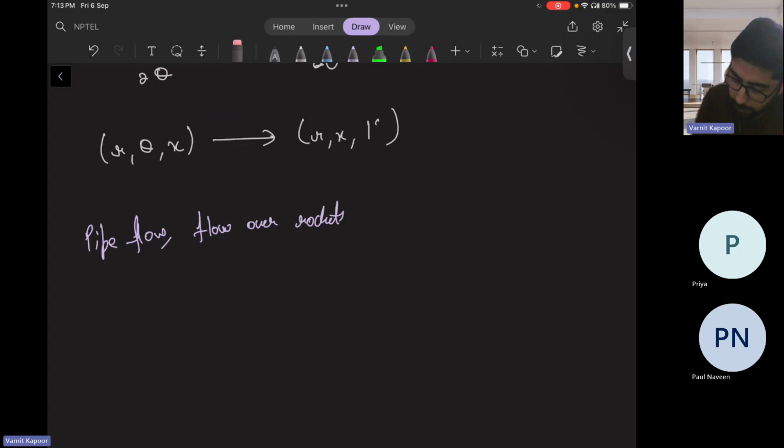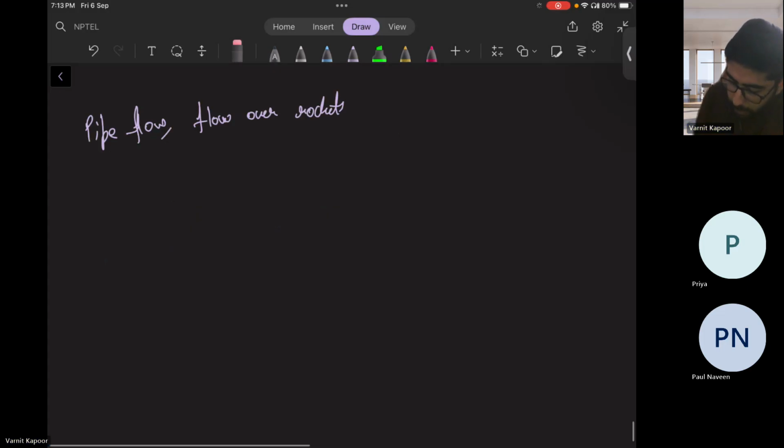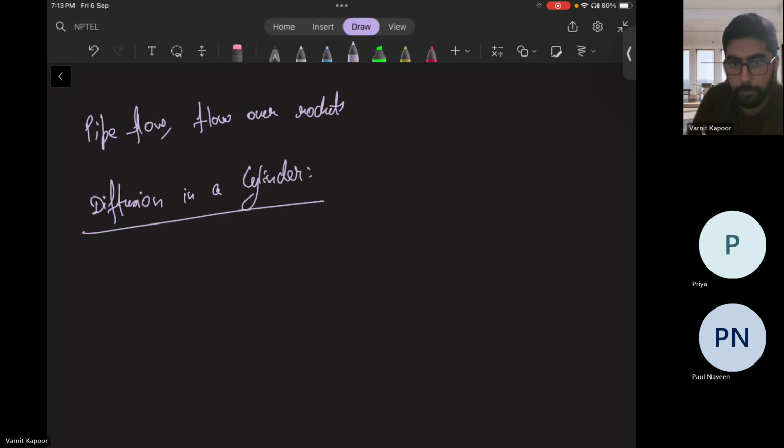Directly, I'll start with the case of diffusion in a cylinder. Okay. So suppose this is a kind of a cylinder only. So it's axisymmetric. It does not depend on theta. All the values depend only in this direction, the radial r direction or the x direction.